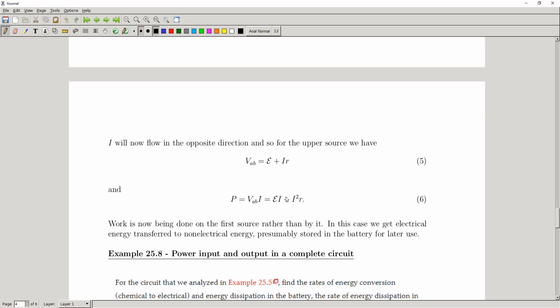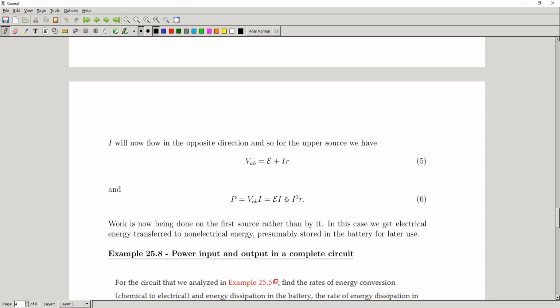So the battery used to be doing the work on the charge, right, and bringing these charges from low potential to high potential, from its negative terminal low potential to its positive terminal high potential. It was doing work on these charges, but now we've kind of flipped the system around, and now the system is doing work on the battery.